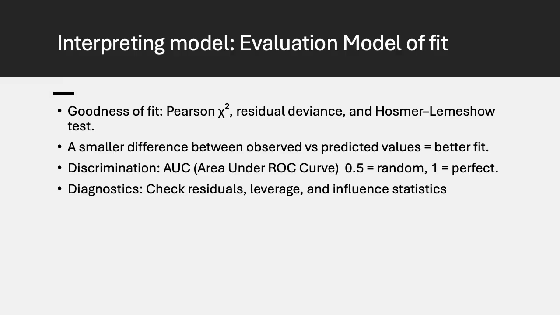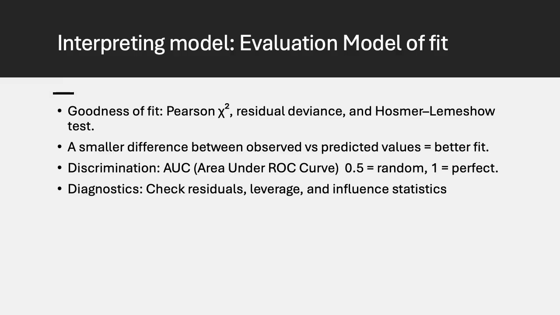Right, so interpreting the model, we have the evaluation of model fit. This evaluates how well it fits the data. This is where we look at a few key measures that tell how accurate and reliable it is. So the first is goodness of fit, and these are the chi-squared, residual deviance, and the Hosmer-Lemeshow test, which helps us see how closely the model's predicted outcomes match observed outcomes. So smaller differences between what the model predicts and what actually happened means a better fit.